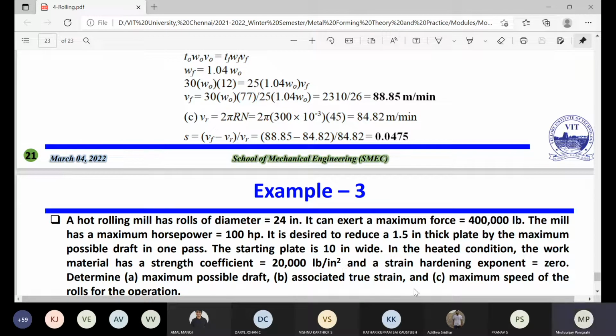Then second is associated true strain, and third one is maximum speed of the rolls for the operation. So that means you have to find out D max, then true strain epsilon, and then the maximum speed. Maximum speed of the roll, so that means you have to find out VR.